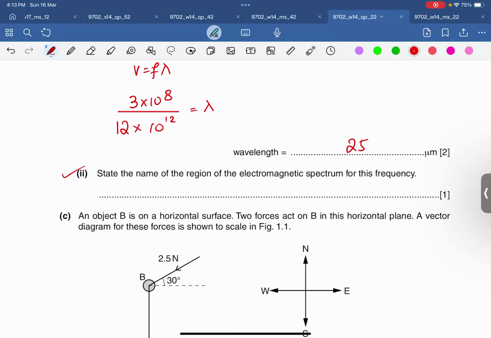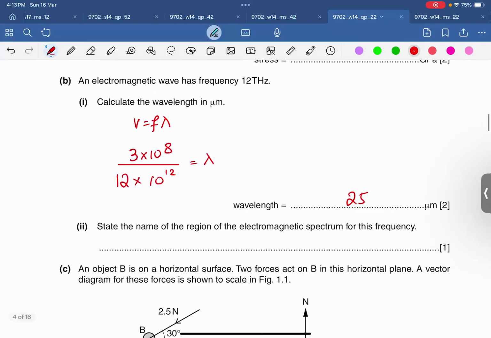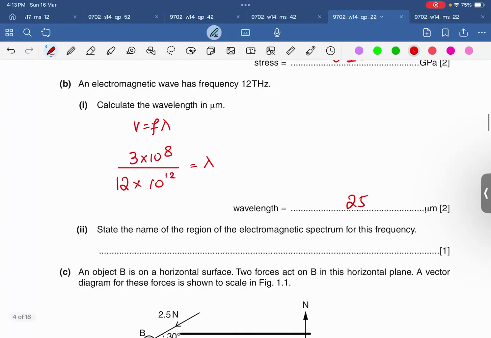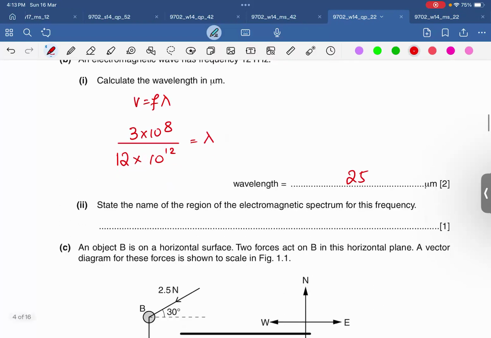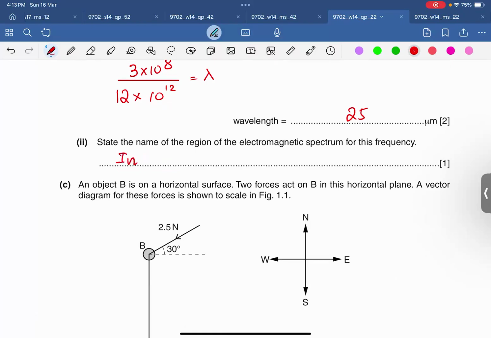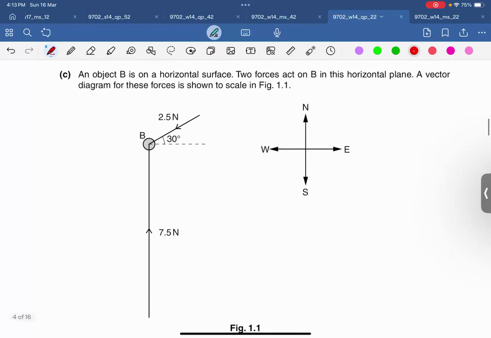Irfan, next part, please. Say the name of the region of the electromagnetic spectrum for this frequency. So you also have the wavelength, by the way. Okay. And exponent negative 5 or negative 6 means it's supposed to be the infrared radiation. Okay, clear? So infrared radiation, right? So okay, fine, let's move on.